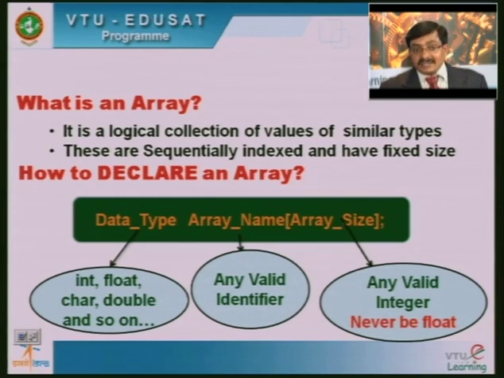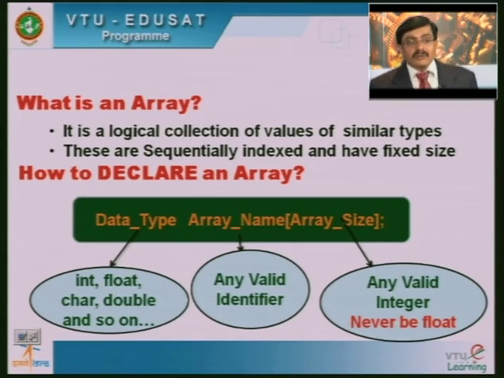What exactly the meaning of sequentially indexed and having a fixed size is, we will see in the next slides. So the array is a logical collection of values of similar type. We use arrays to hold similar data types. It could be an array of integer elements, or a list of marks, or a list of names, or the list of temperatures which we have seen right now. These are some of the similar data types we can use in programming.